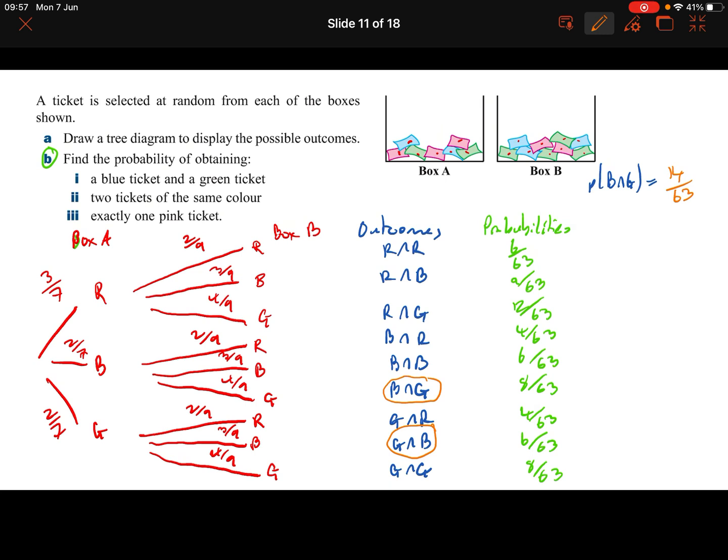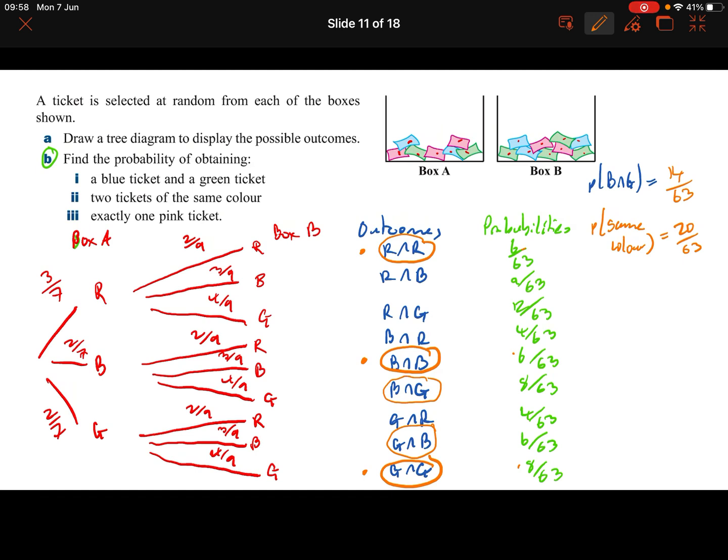Okay? 2 tickets of the same colour. So probability, same colour, will be equal to, that's the same colour, that's the same colour, and that's the same colour. So it's this plus this plus this, so 6 plus 6 plus 8, 20 over 63.